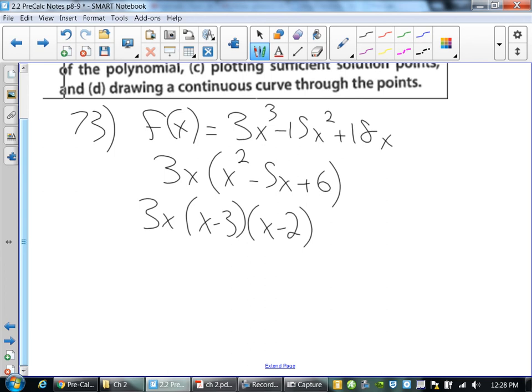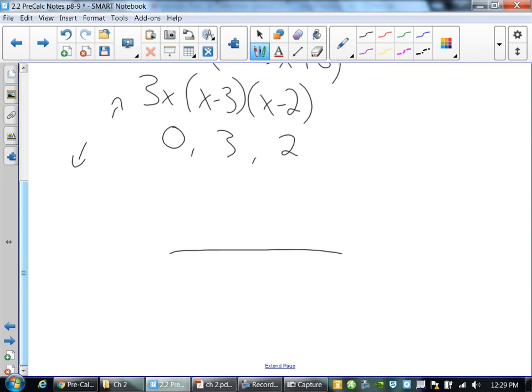Now this is going to give me zeros. Where are my 3 zeros for this function? We have 0, 3, 2. We know the tails test tells us it's going to go like this. So now what we're going to do is draw an actual continuous curve that makes the most sense. And here's how we do that. First thing I would do is plot my zeros. 0, 2, 3.